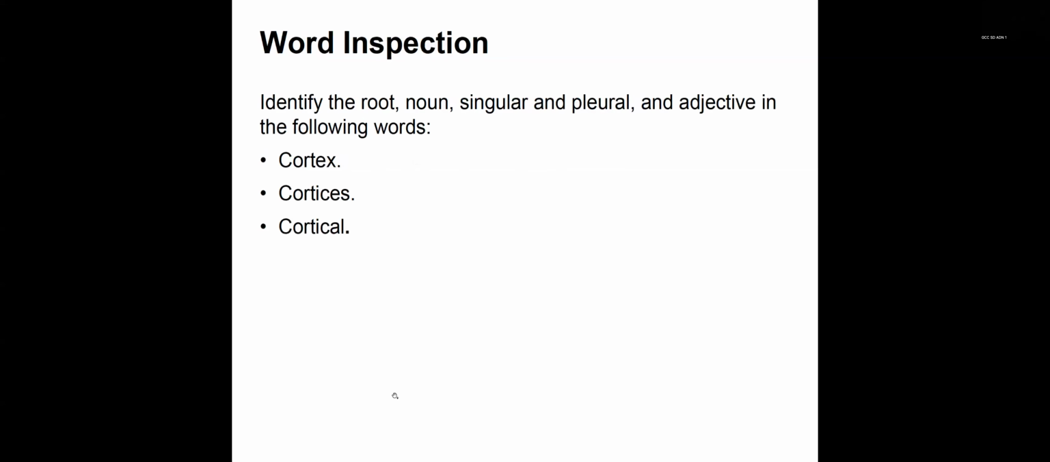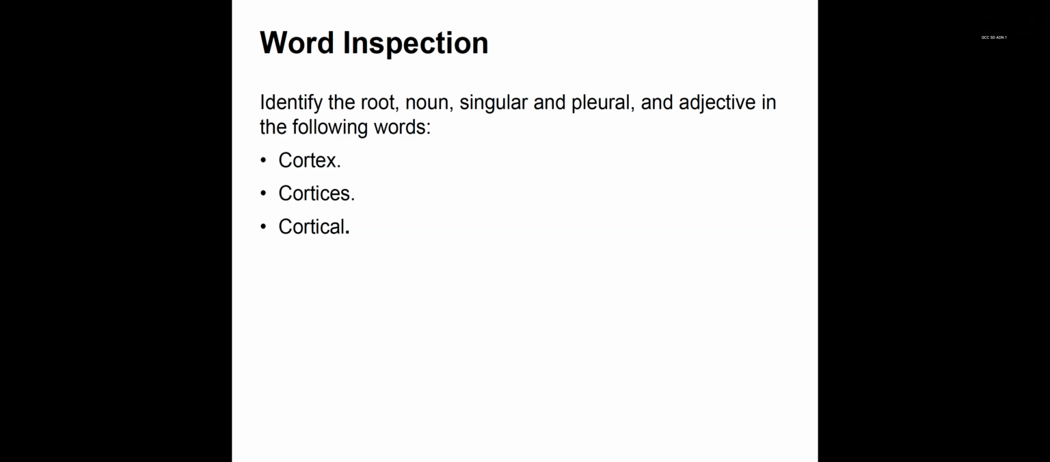Now here, let's focus on word inspections. So I want you to identify the roots, noun, singular, and plural, and adjective in the following words. Okay, so you can take a moment, try to do this on your own. If not, you could follow along.